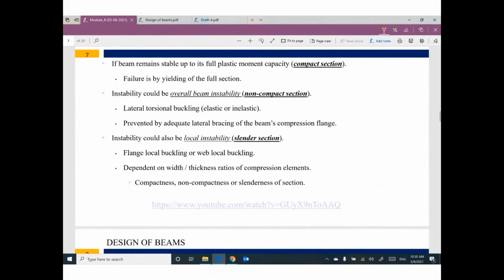So if a beam remains stable up to its full plastic moment capacity, it's a compact section. Failure will be by yielding. Instability, we don't like this word. Instability. It could be overall beam instability for a non-compact section or local instability. What do you mean by local?